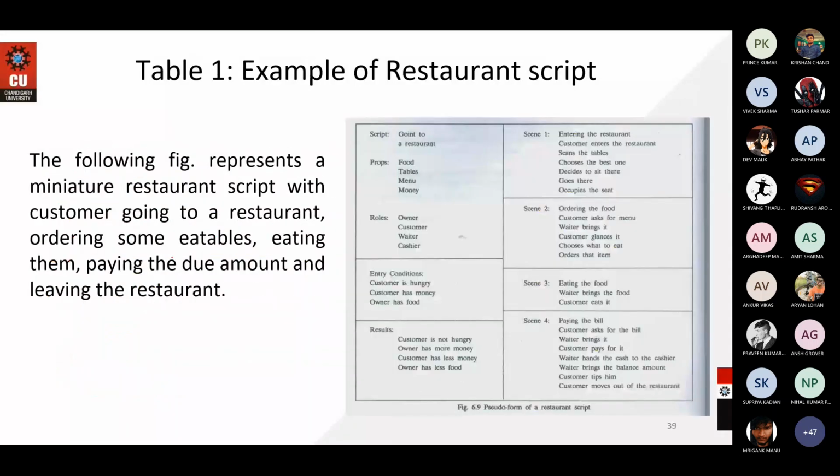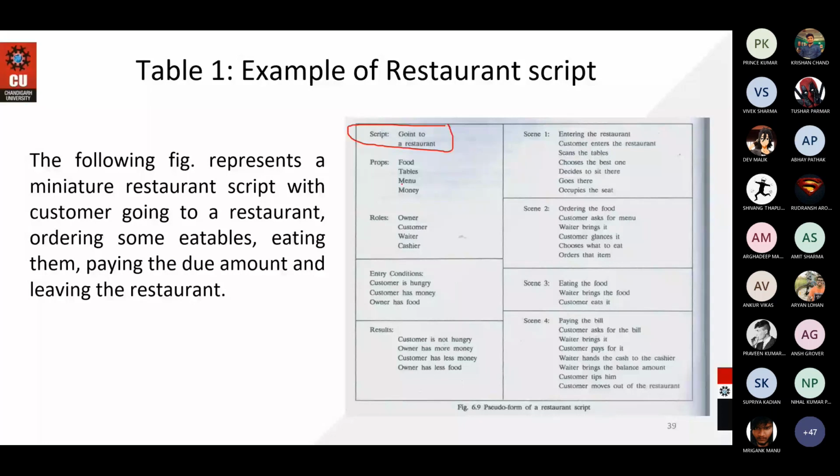Now this is an example table for a script. Let's consider example table one, which represents a restaurant script. What is happening in this case? Basically, this figure represents a miniature restaurant script with customers going to a restaurant, ordering some eatables, eating them, paying the due amount, and after that leaving the restaurant. So the script in this case is going to the restaurant.